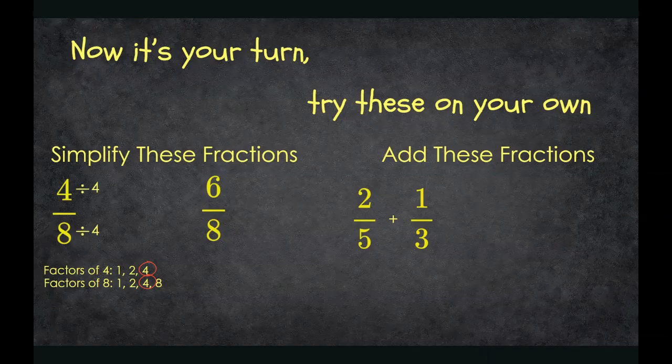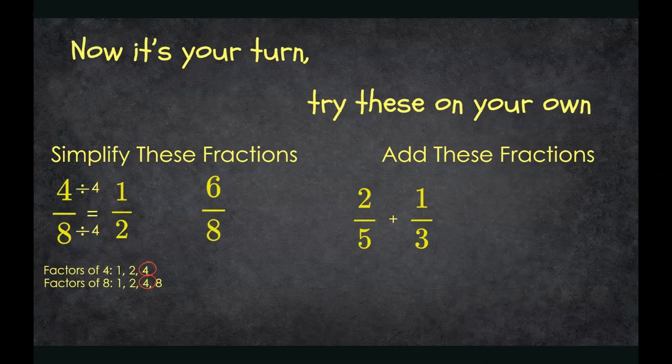4 divided by 4 is going to be 1. 8 divided by 4 is going to be 2. So therefore 4/8 is going to reduce or simplify down to 1/2. 4/8 is exactly the same value as 1/2.